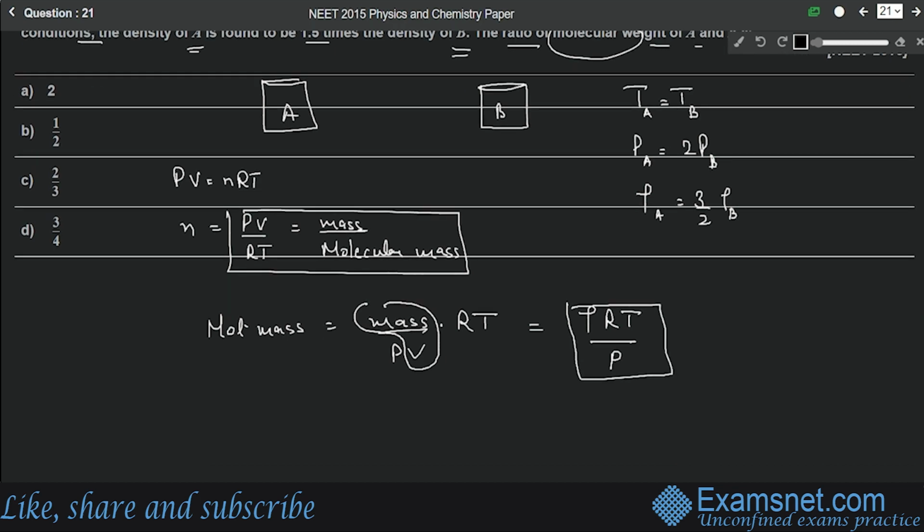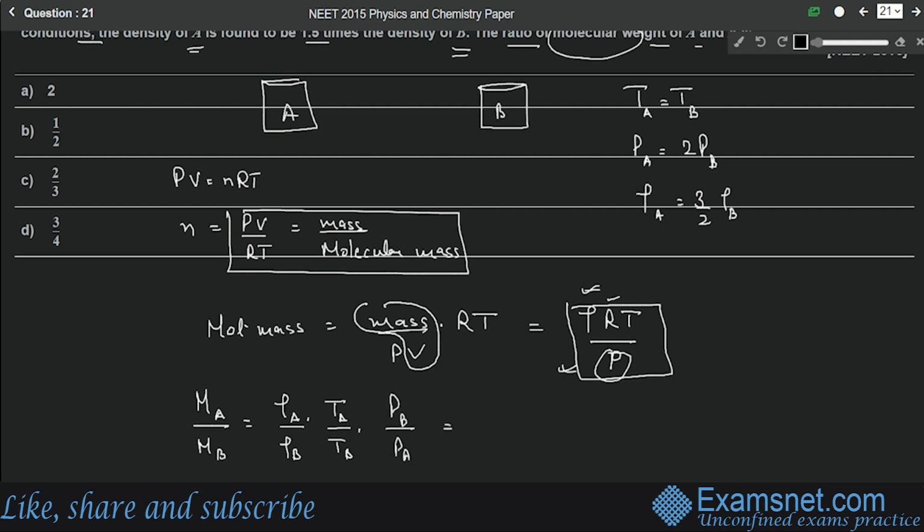Now we have to find the ratio of the molecular masses of A and B. So molecular mass of A by molecular mass of B will be equal to density of A by density of B into R is a constant, so we can just skip it because R will be same. Then T, temperature of A by temperature of B, and pressure is inverse here, okay, on the denominator side. So we can write it as PB by PA.